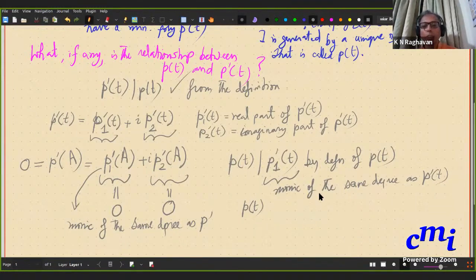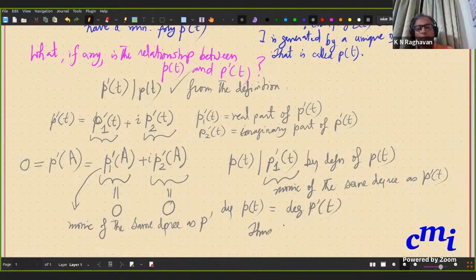Another way to argue this with degree is that pt has the degree of p prime t. So they are of the same degree, and one divides the other, and therefore they must be equal. Okay, thus pt equals p prime t. Very good. Thank you. Thank you, Anita ma'am.